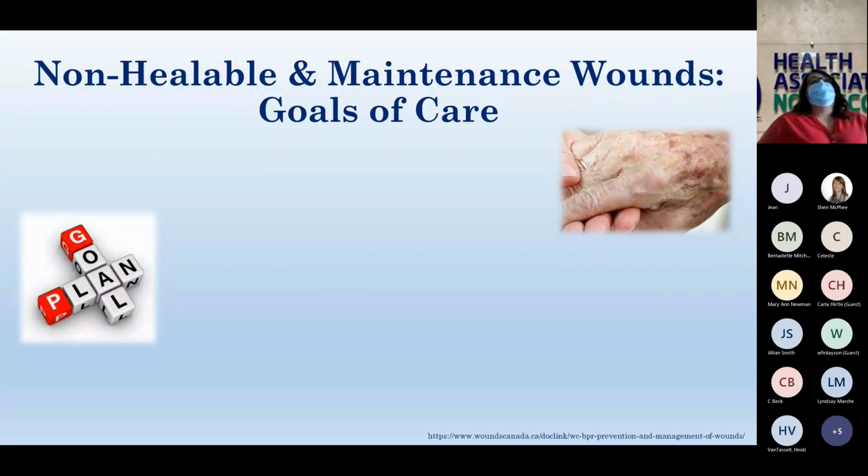So what do you think some general goals of care would be for non-healable and or maintenance wounds? Again, for those of you online, feel free to use the chat box. And for those of you in the room, what do you think? What could some goals of care be for these wounds? Yes, keeping free of infection.